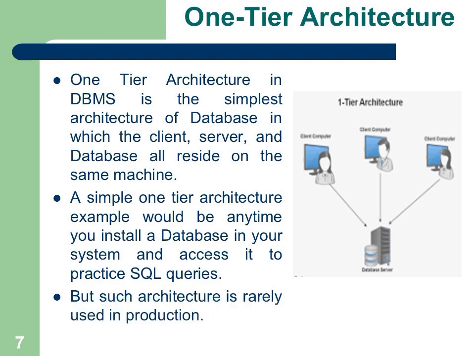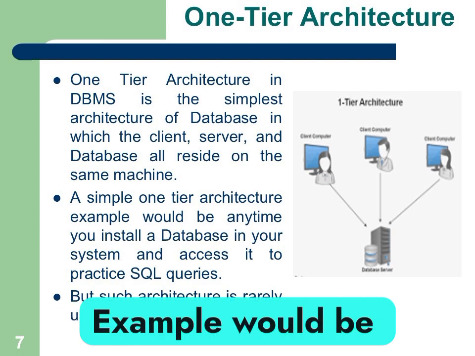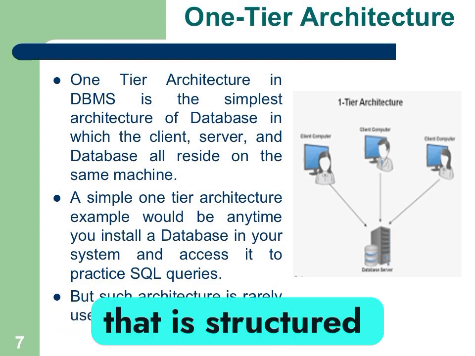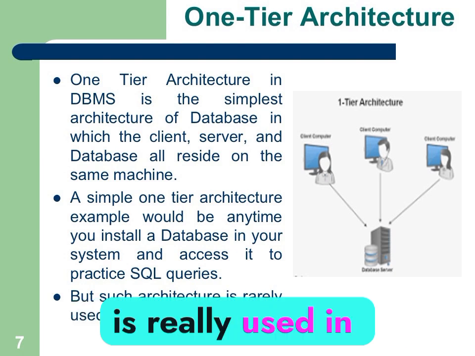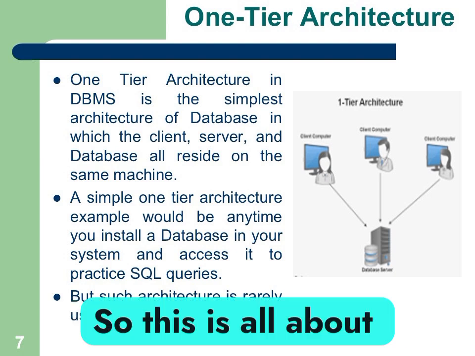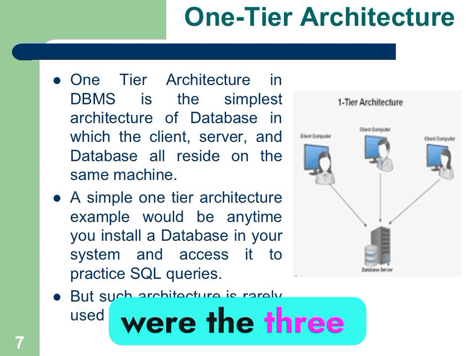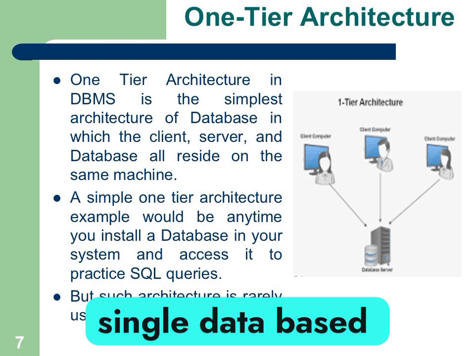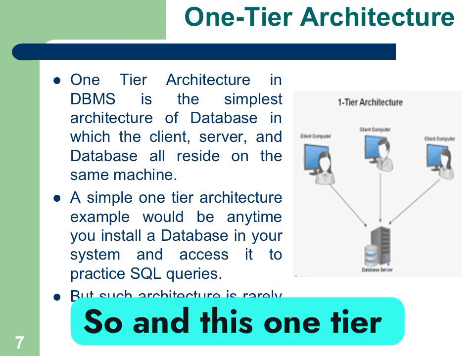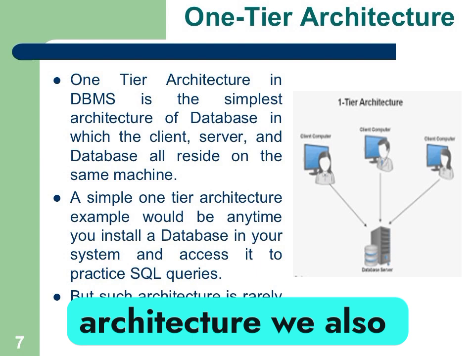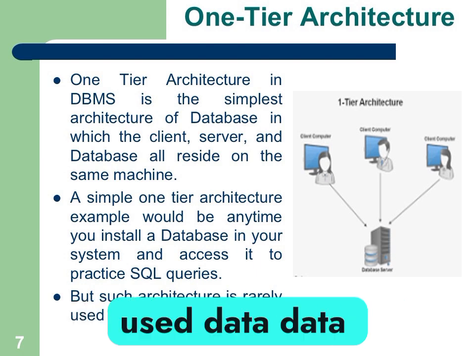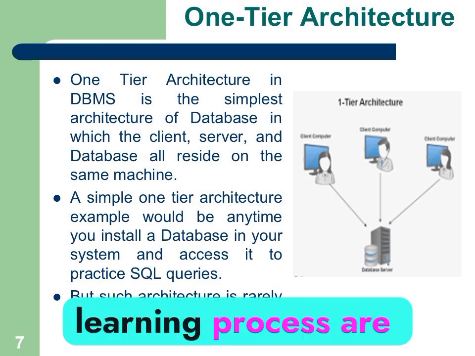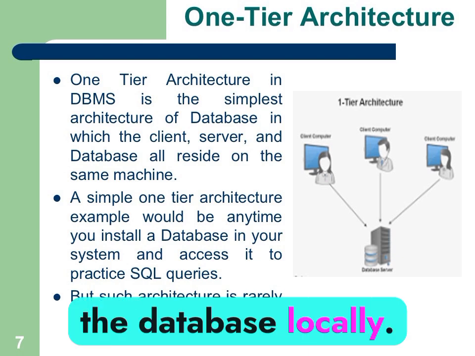A simple one tier architecture example would be anytime you install a database in your system and access it with SQL, that is structured query language, but such architecture is rarely used in production. Just bear in mind that the three components of the database all reside on a particular machine. You are done with that single tier architecture. It is also used for very small scale applications, and for database learning, where you install the database locally.